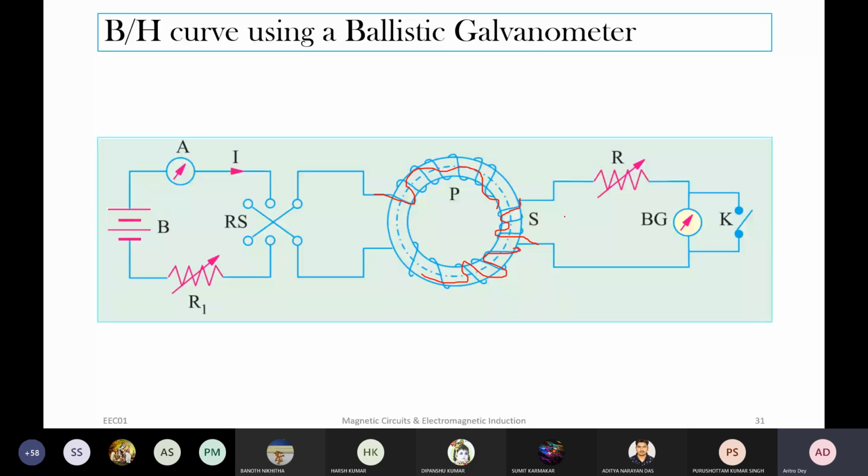So deflection in the galvanometer will give you the measure of the flux produced. In that way, if we take serially I and this deflection, then with that we can find out the BH curve. Why? Because I is linked with H, since H is equal to Ni by L. So H is proportional to I, and deflection theta is proportional to B, the flux density. So in that way we can find out the BH curve.